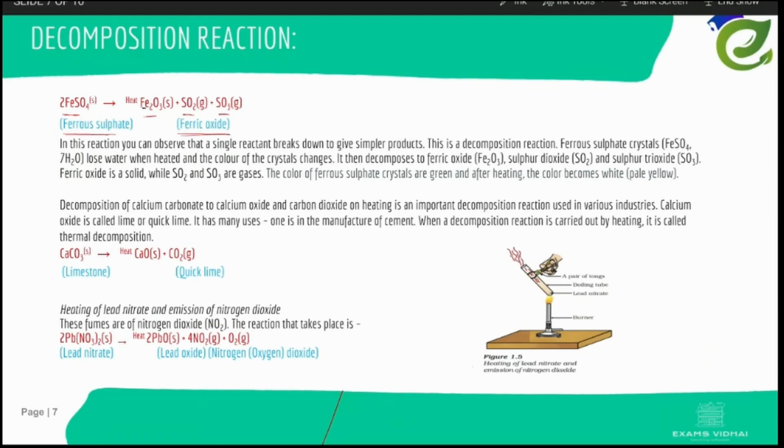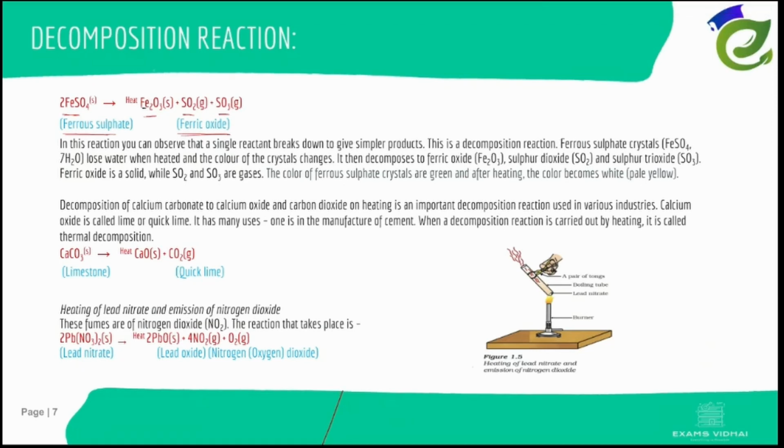Here we know that iron is Fe3 plus and oxygen will have a formula of O2 minus. Therefore, when they combine, we get Fe2O3. This is why it is called ferric. Here, iron has 3 plus. Therefore, it is ferric. In this reaction, we can see that a single reactant breaks down to produce simpler products.